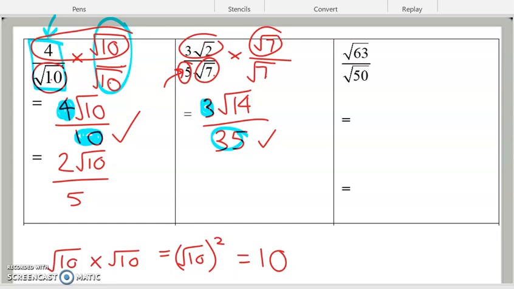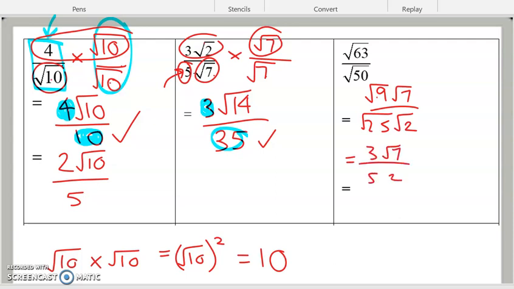Now, over here in this third example, we've got an interesting question where if I know my square numbers well, then I'll be able to tell that both those thirds reduce. So I'm going to start first by reducing the 63 into root 9 and root 7, and the root 50 into root 25 and root 2. And when I do that, I'm actually going to get 3 root 7 on 5 root 2. Now, that's a problem because my denominator is irrational.